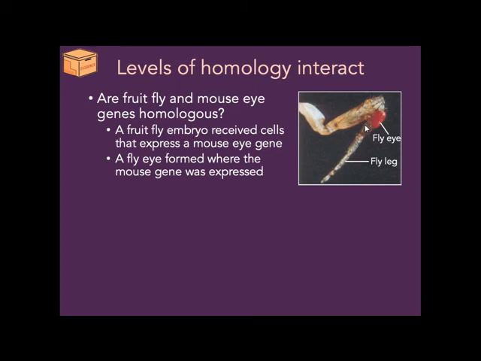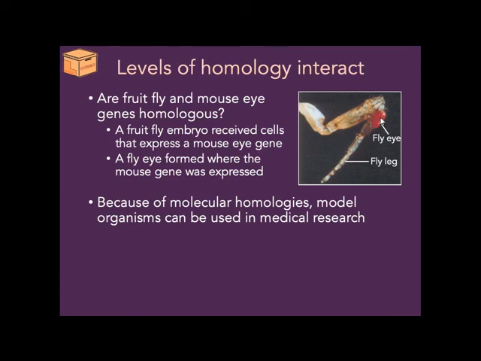If you insert the gene into the part of the body of the leg, that leg will grow an eye. And because the machinery to make an eye in the fly is different than the machinery to make an eye in a mouse, the eye that gets made is a fly eye. Okay, so this mouse gene is expressed as a fly eye on the leg.